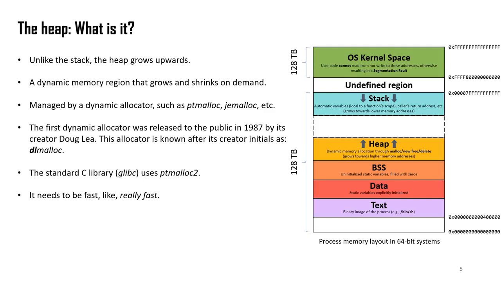And that's exactly where the heap and heap allocators come into play. The heap is a dynamic memory region that grows and shrinks on demand. And it is managed by a dynamic allocator, like ptmalloc, gmalloc, tcmalloc, etc. The first dynamic allocator was released to the public in 1987 by Doug Lea, and this allocator is named dlmalloc after his name. This allocator had a lot of security issues, but was a very good starting point.